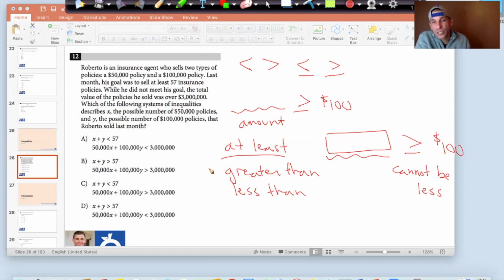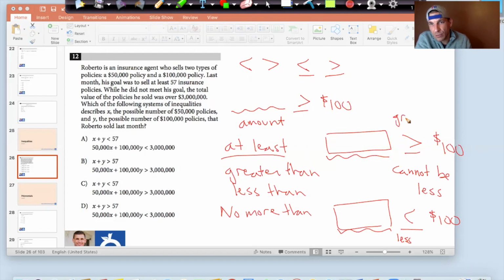Here's the other term they'll sneak in: "no more than." So they'll have "at least," and then they'll have "no more than." "No more than" is the reverse of this, which means you have your amount here. Notice I'm leaving this empty on purpose because it can be any variable, any amount. But "no more than" means it cannot go over $100. It can be equal to $100, but this amount must be less than or equal to, whereas here it must be greater than or equal to.